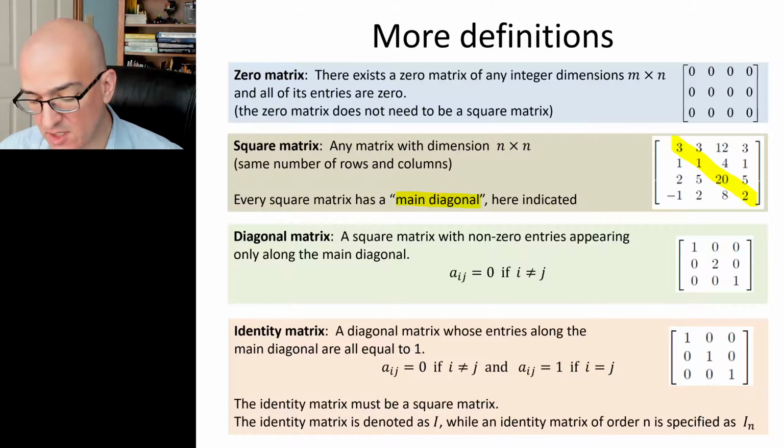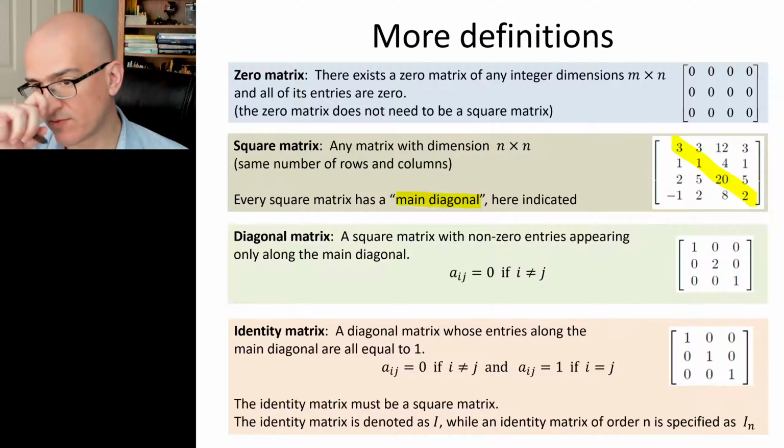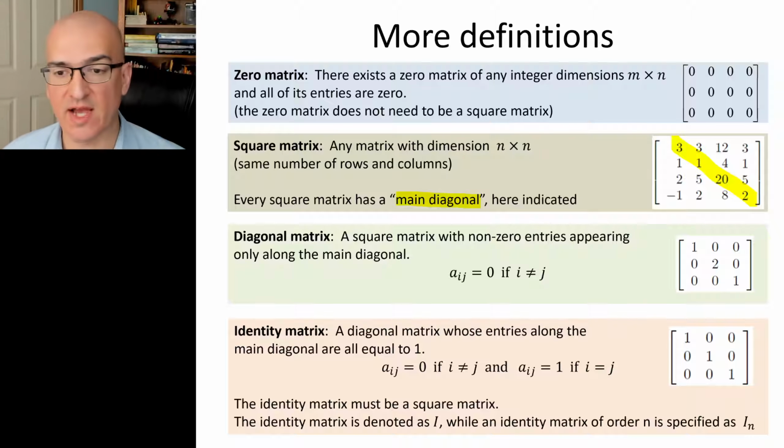The notation is that a_ij is equal to 0 for i not equal to j, which is the same notation as for a diagonal matrix, and a_ij is equal to 1 if i equals j. So if the row number is equal to the column number, which means we're on the main diagonal, then the value of that element must be 1. That's how it's specified using the ij notation.